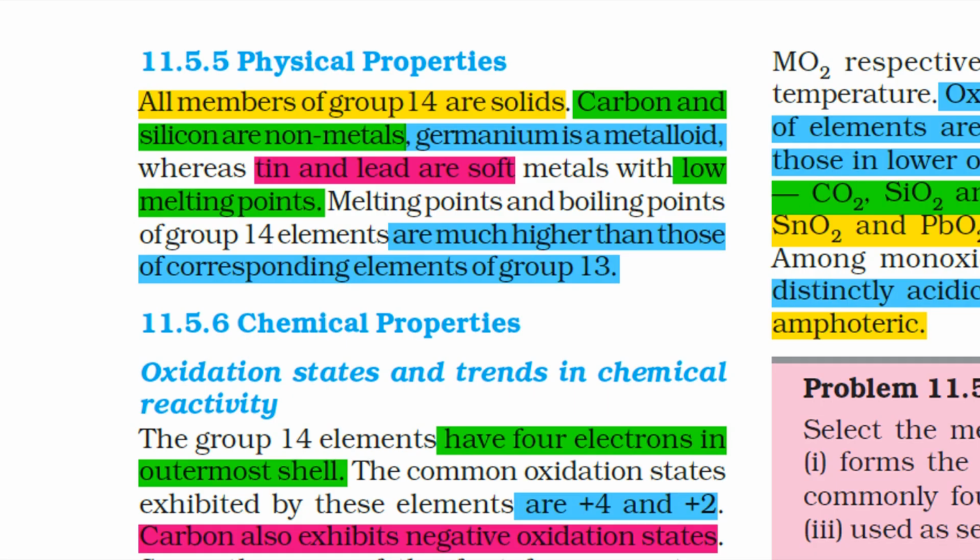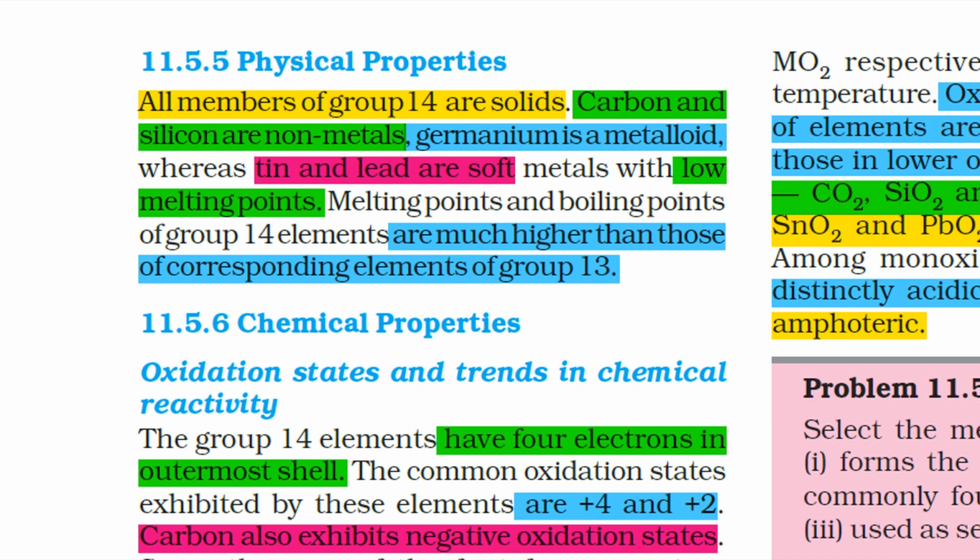So now it's easier to remember, as silicon, germanium, tin and lead have almost the same electronegativity. Next, 11.5.5 physical properties. All members of group 14 are solid. Carbon and silicon are non-metals, germanium is a metalloid, and tin and lead are soft metals. Soft metal means these are easy to work or cut easily without breaking. Next, melting point and boiling point of group 14 elements are much higher than those of corresponding group 13 elements. So remember that.